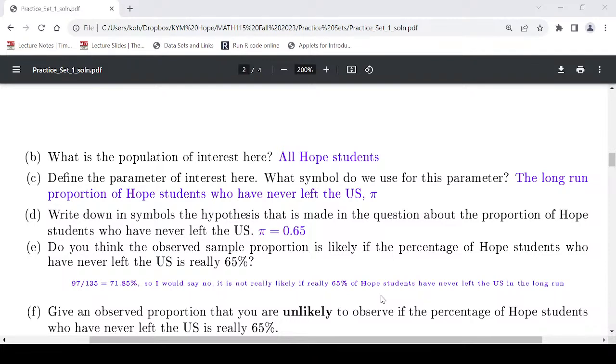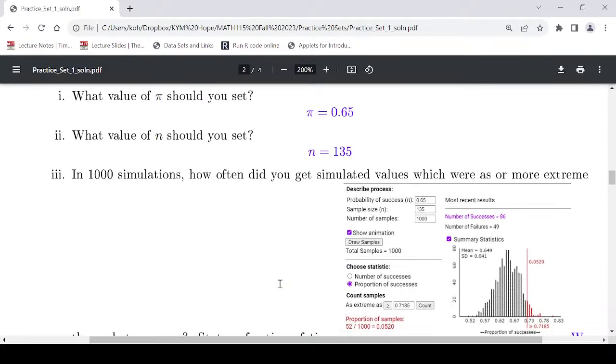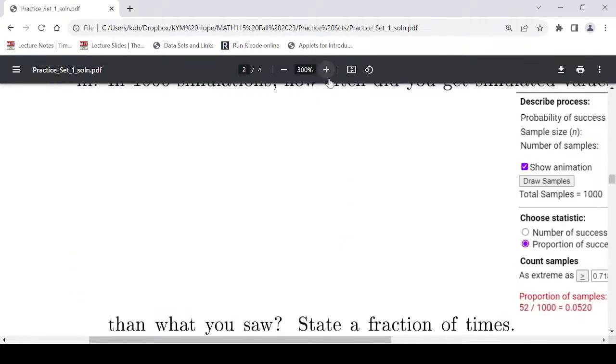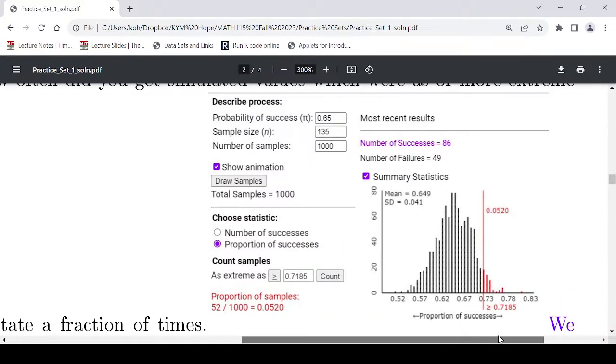Okay, so I've seen an answer, 0.062. That sounds about right. So let me show you my answer, okay? If you look at my answer, I'll blow up this part a little bit. Can you see that everything is being simulated now at 0.65. Thank you, Grace. So everything is being simulated at 0.65, and you can see this is still comparing at the observed statistic, which is 0.7185. And you find that there's a smaller fraction now.